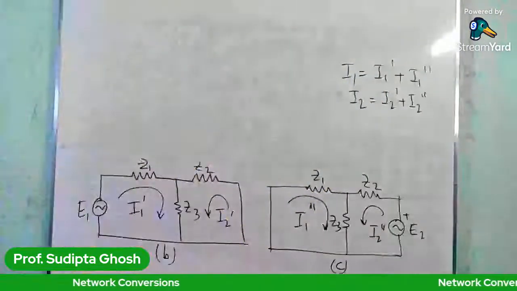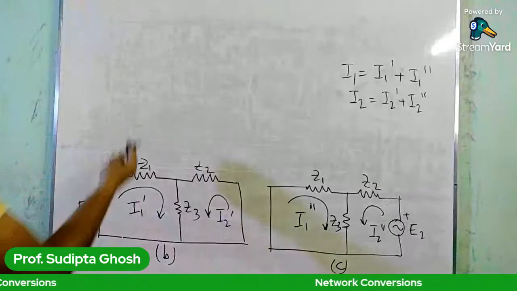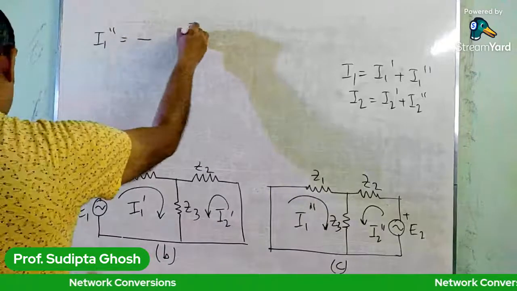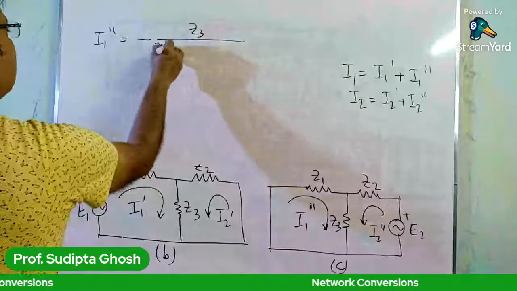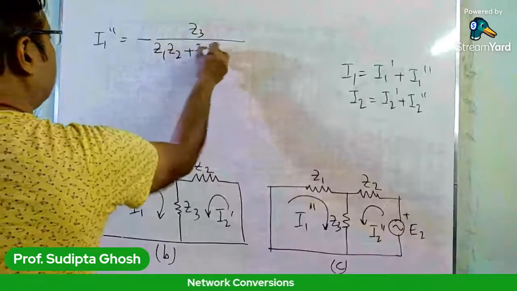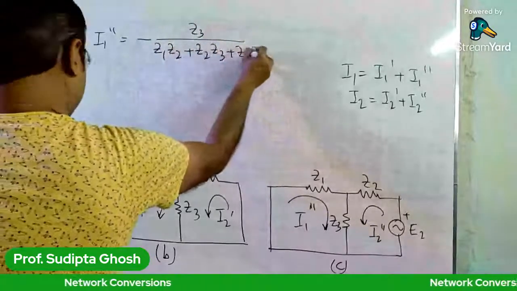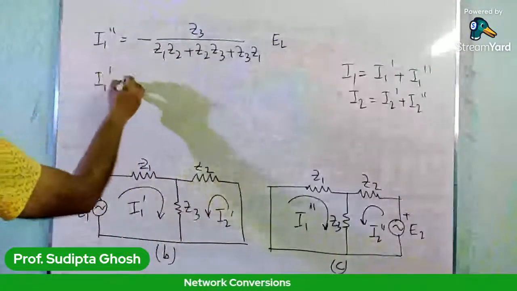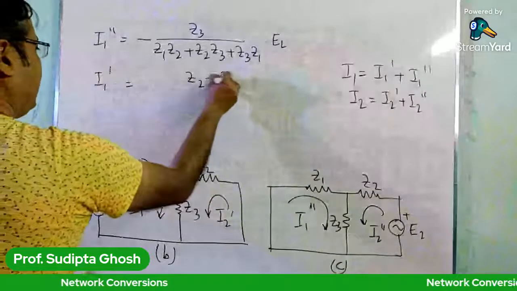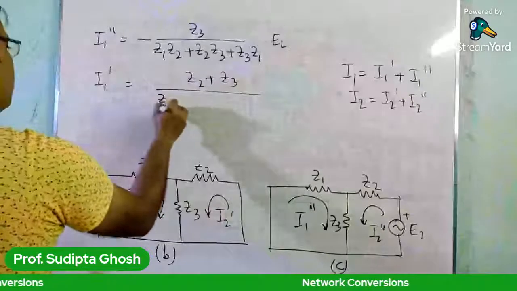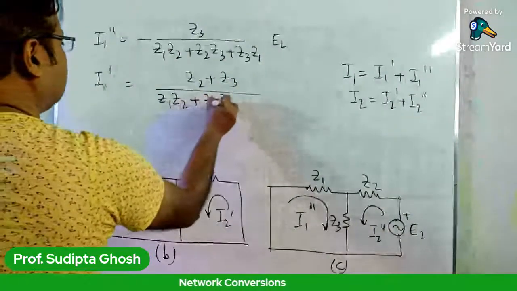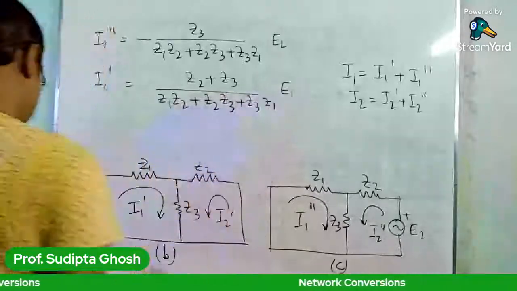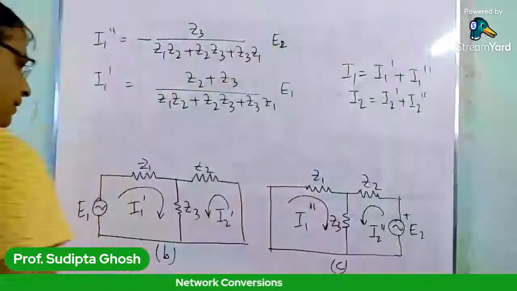and then I2 prime and I2 double prime. You can find that I1 double prime, what is the value of I1 double prime? It is minus of Z3 divided by (Z1 Z2 plus Z2 Z3 plus Z3 Z1) into E2, and I1 prime is (Z2 plus Z3) divided by (Z1 Z2 plus Z2 Z3 plus Z3 Z1) into E1. This is E2 and this is E1.